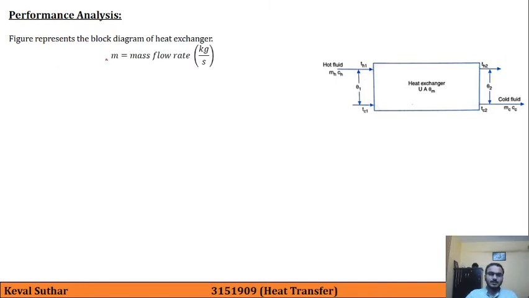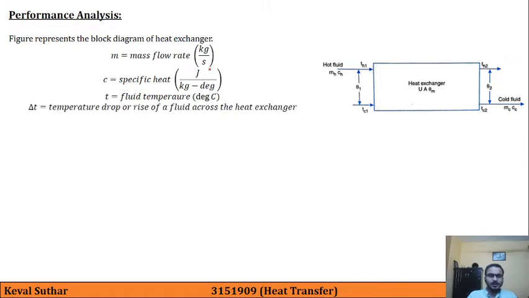First, mass flow rate is indicated in kg per second. Second, the specific heat will be considered in joule per kg degree. The fluid temperature will be T, that will be in degrees Celsius. Delta T will be the temperature drop or rise of a fluid across the heat exchanger.